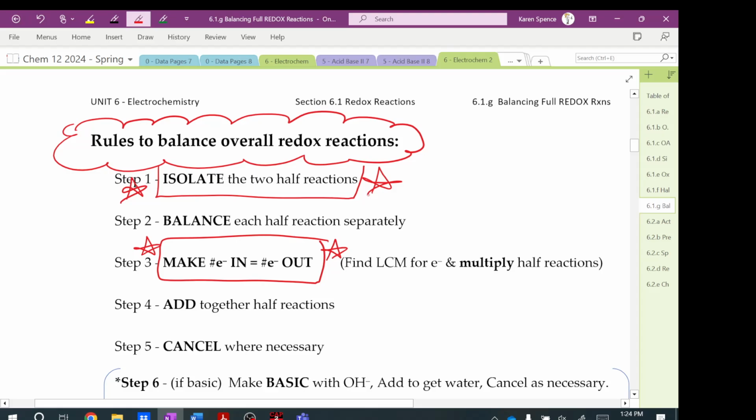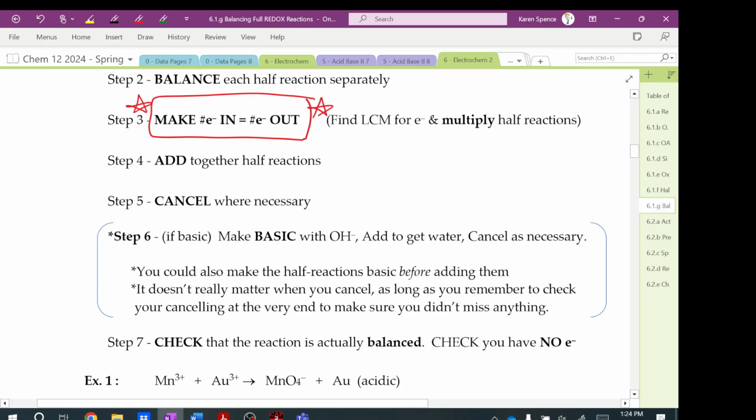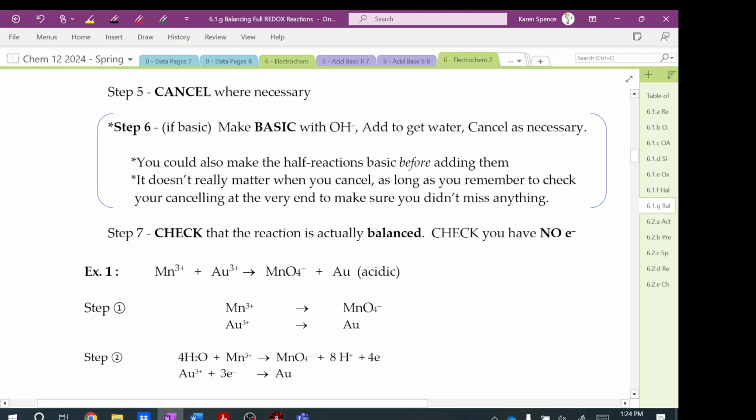So you absolutely have to isolate the 2 half reactions, make the electrons in equal the electrons out, and then add them together and cancel where necessary. You can make them basic at the half reaction stage, but I usually find it easier to add them together and then do basic rather than doing it twice with each half reaction. It's up to you though, whatever you like. And then you finally check to see that everything is balanced, and that you have no electrons.